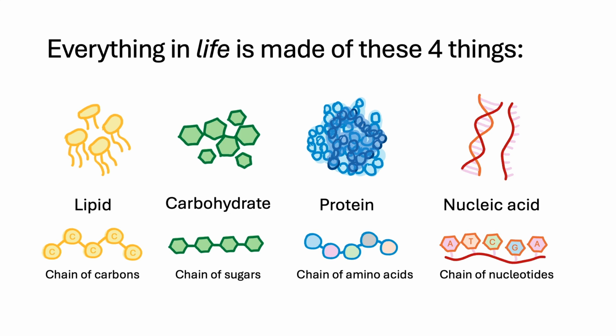And so basically in biochemistry, we have a bunch of molecules that are made of carbon and arranged in different ways. And by arranging them in different ways, you get these 4 major macromolecules: lipids, carbohydrates, proteins, and nucleic acids. And so this entire video will essentially be about these 4 things. So let's get into it.